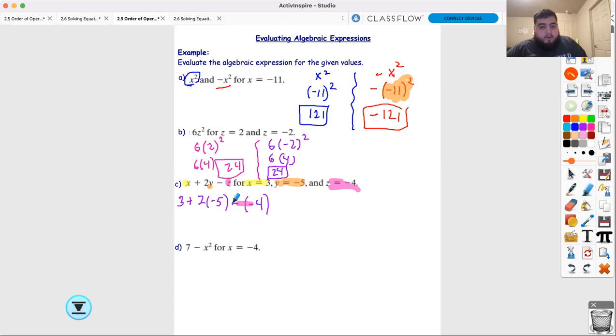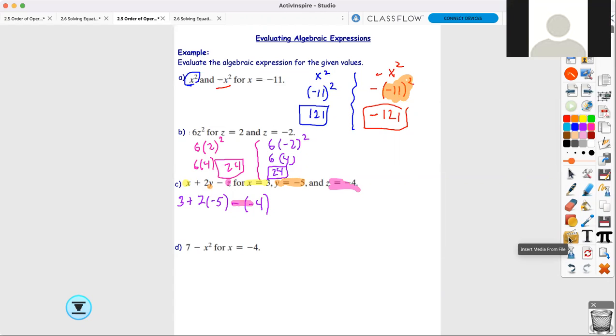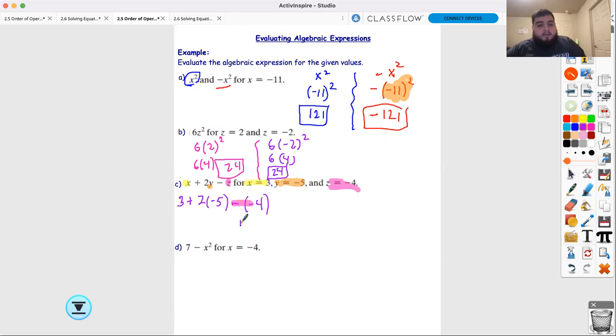Now, right here we have a minus a negative. What happens when we minus a negative number? What operation are we really doing? Positive. There we go. So that's gonna become a +4. Then bring down everything else. And now we follow PEMDAS. So we multiply before we add. So 2 times -5 is -10. So then I'm gonna get 3 plus -10 plus 4.